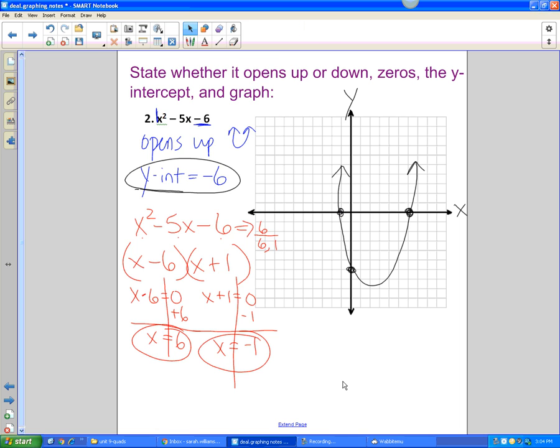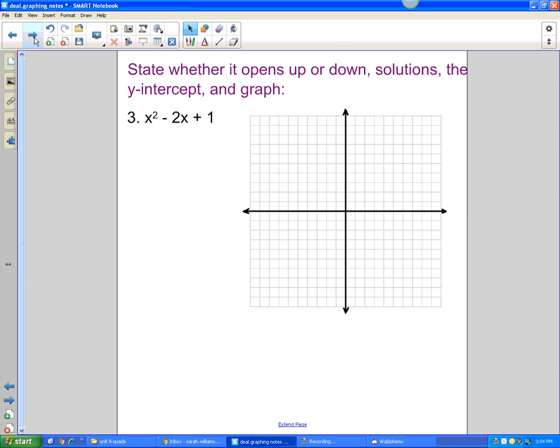All right, let's do another one. Number 3, x squared minus 2x plus 1. All right, does this one open up or down? Good, it opens up. Positive 1 in front. What is the y-intercept? Good, positive 1. It's the one without the x. That's why it's called the y-intercept.